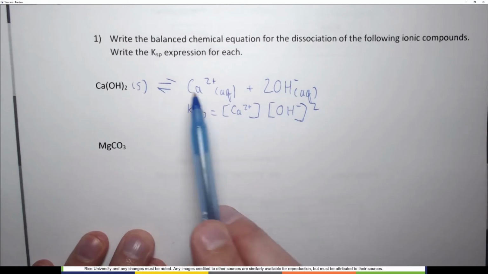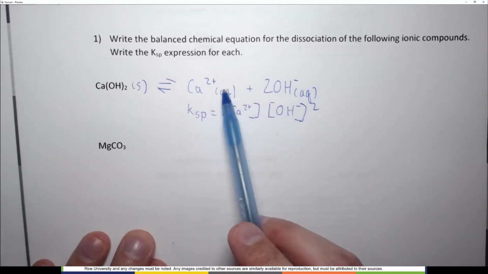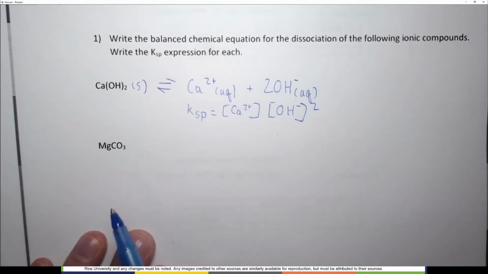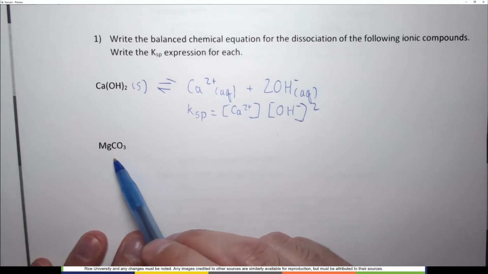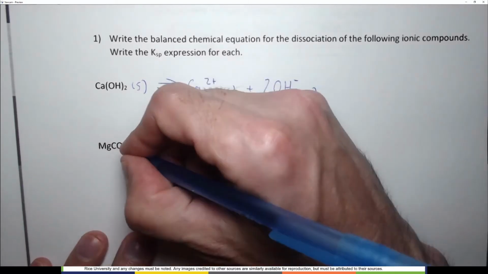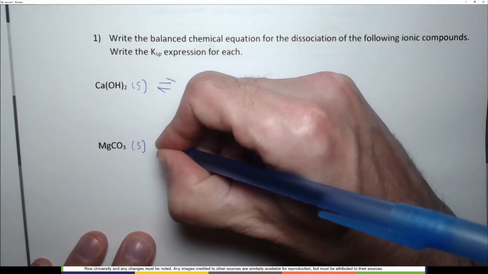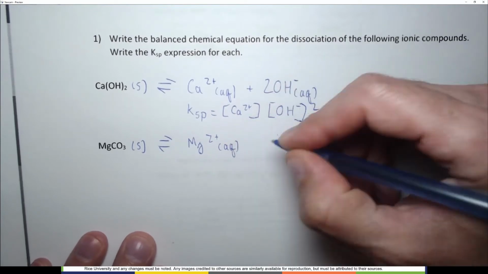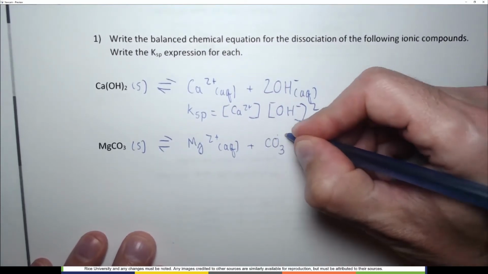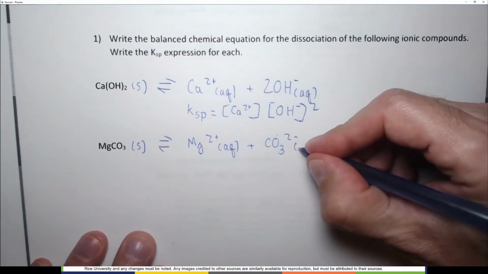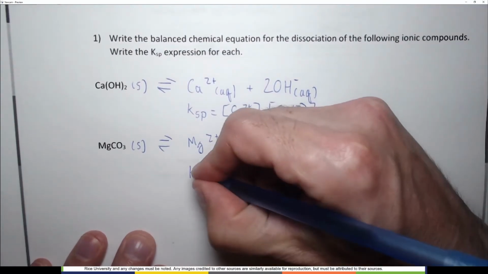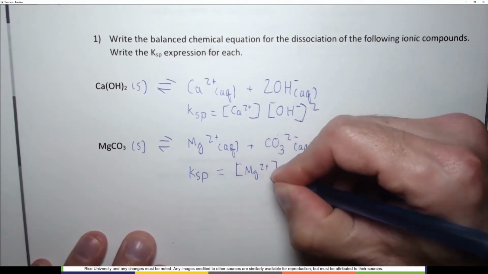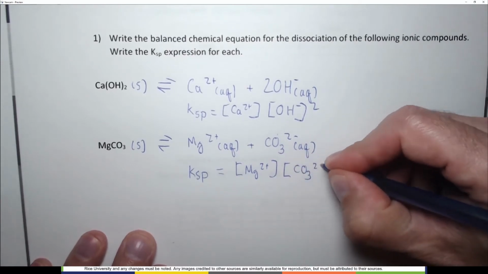So we don't put liquids and solids in our KSP expression, or we only put things that are aqueous and gases in our KSP expression. Let's look at magnesium carbonate. This is the stuff that gymnasts put on their hands, that white chalky stuff. So magnesium carbonate, solid, is in equilibrium with another 2A metal, Mg2+, aqueous, and CO3 2-, polyatomic ion carbonate, aqueous. What's the KSP here? Well, the KSP here is the concentration of Mg2+ times the concentration of CO3 2-.